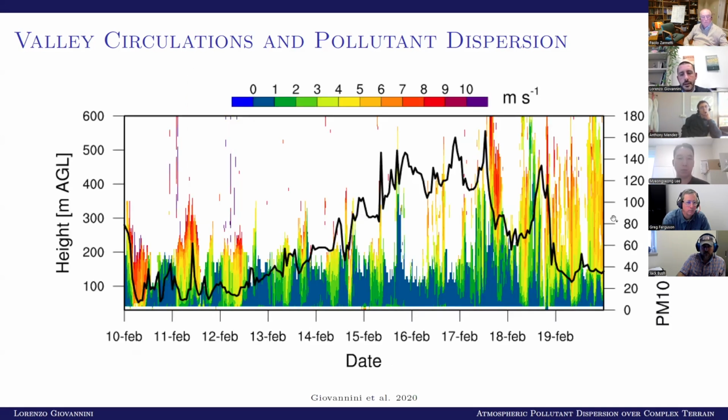And this is another example of the combined effects of thermal inversions and valley winds. Here we perform measurements again inside our valley, again an Alpine valley. And in this graphic, you can see on the x-axis time, so different days in winter. And again, on the y-axis, we have height above ground level. The black continuous line represents PM10 concentration measured during these days, and the colors represent the wind speed measured with a SODAR, so a remote sensing instrument, which is able to measure the vertical profile of the wind.